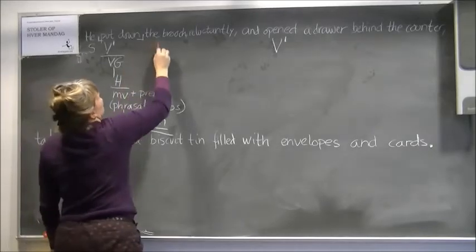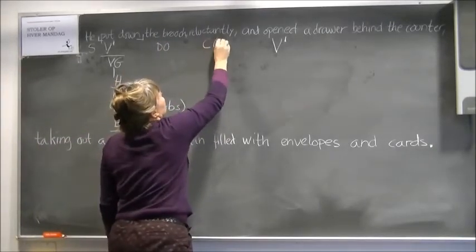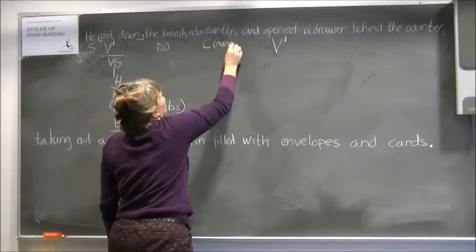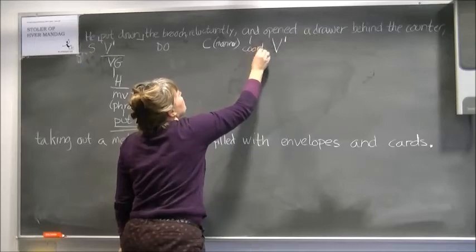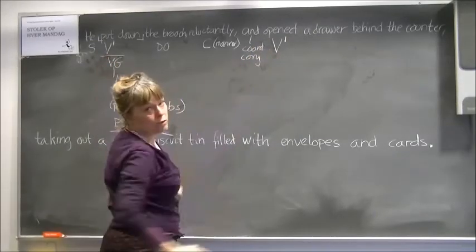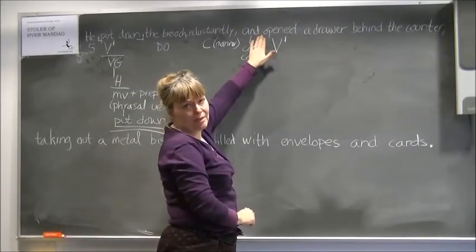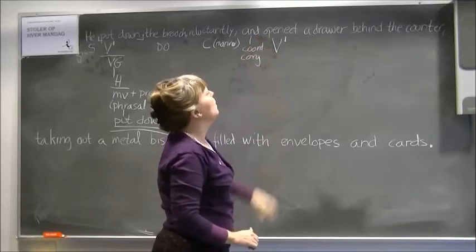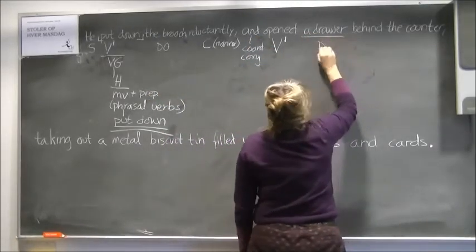Then we have a direct object. What did he put down? How did he put it down? That's the circumstantial manner. Then we have the coordinating conjunction. It coordinates, in this case, two verbals. Or you might argue that there is an invisible subject here that is implied and there's ellipsis. What did he open? A drawer, which is a direct object.